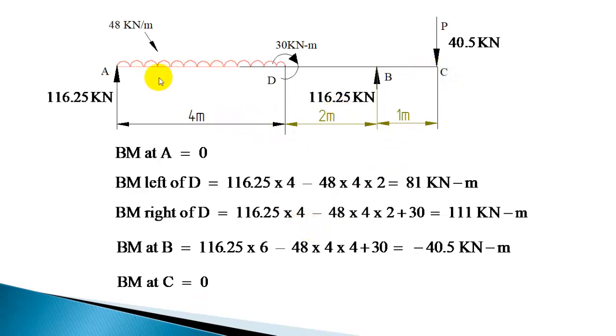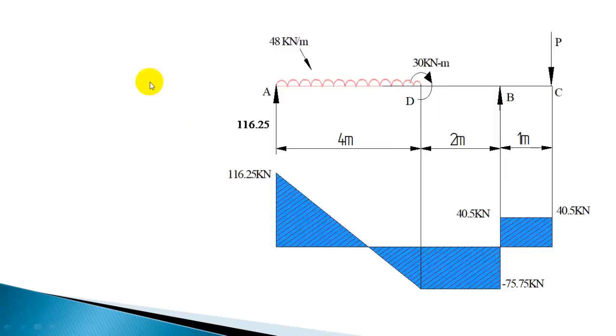You may have to calculate the bending moment under the UDL also, where the shear force is changing its sign, and we got a change of sign in the shear force. So we need to calculate the bending moment corresponding to that point also. Let us first draw the shear force diagram and observe the change of sign.